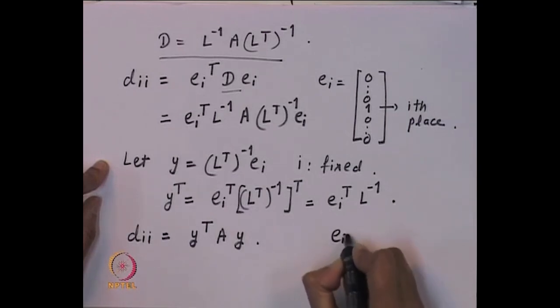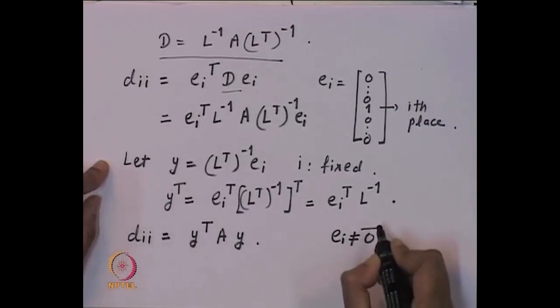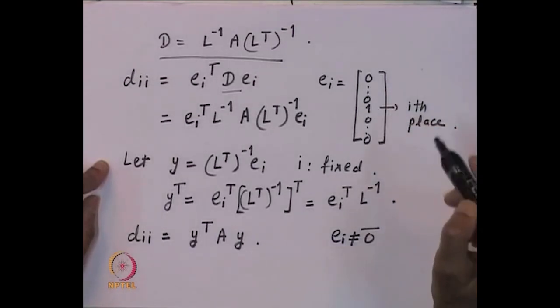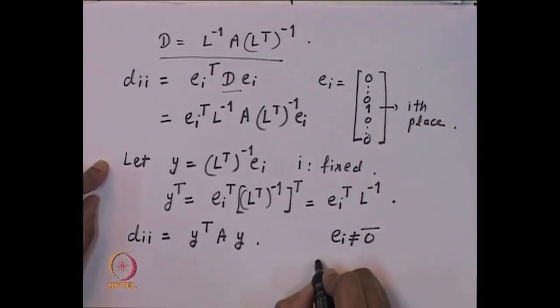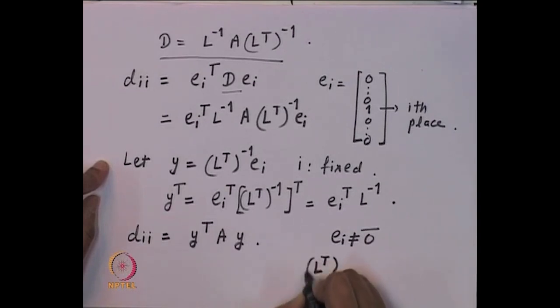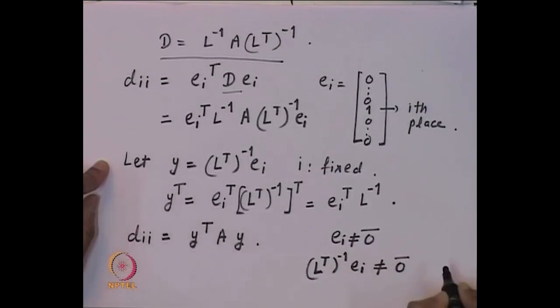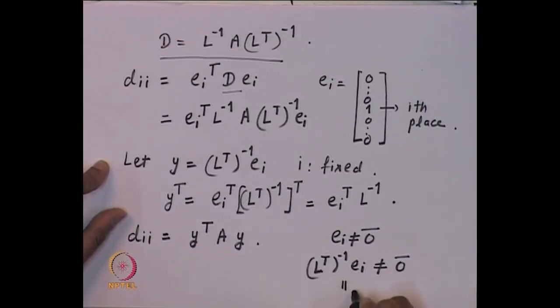Our vector e i is not a 0 vector, because you have one entry which is equal to 1. When you consider L transpose inverse e i, this is also not equal to 0, because if y is equal to 0, then I can multiply throughout by L transpose and I will get e i, which is equal to L transpose y, it is equal to 0. So, this y is a non-zero vector.